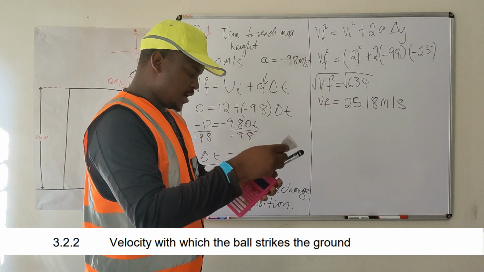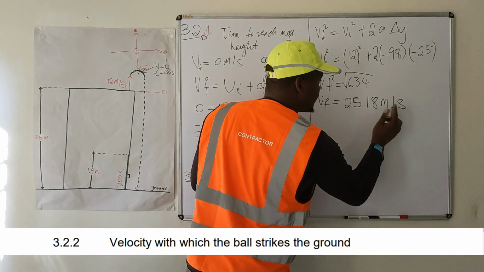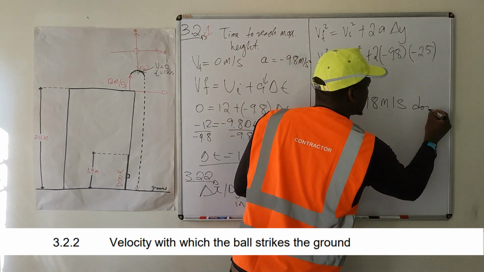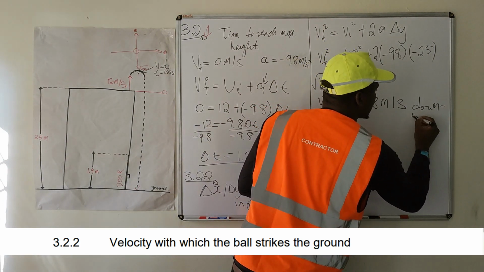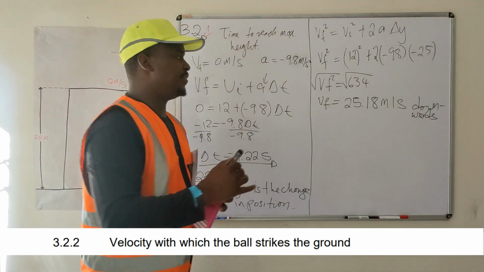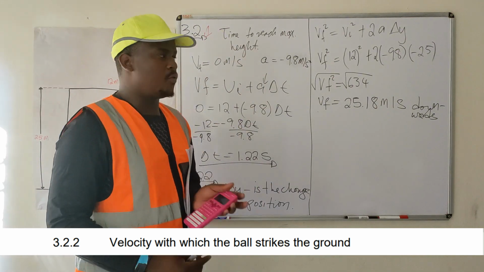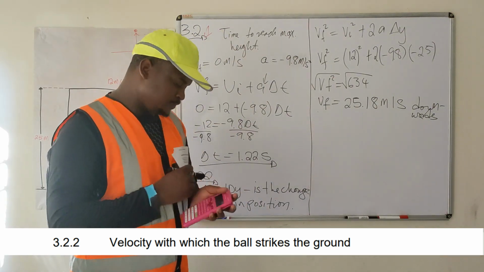So this is the final velocity at which this thing hits the ground. And velocity is a vector, so I'll say that it is 25 meters per second downwards. That's what I'll say. A vector has magnitude and direction, so you can say downwards or towards the ground, whatever way you are comfortable with.